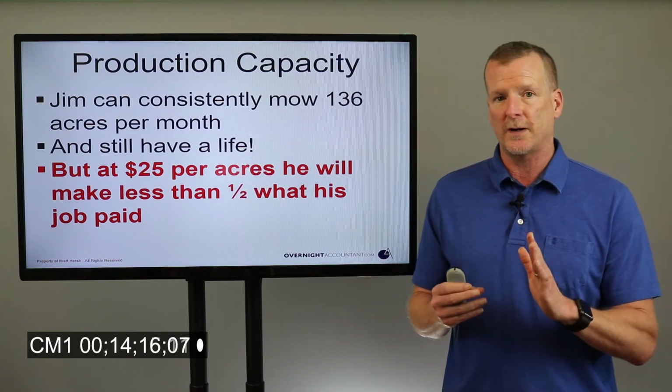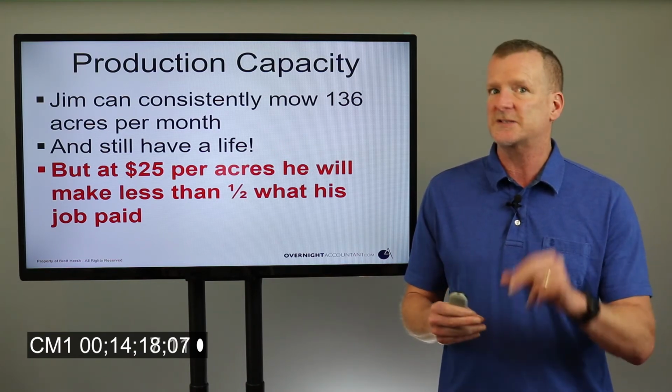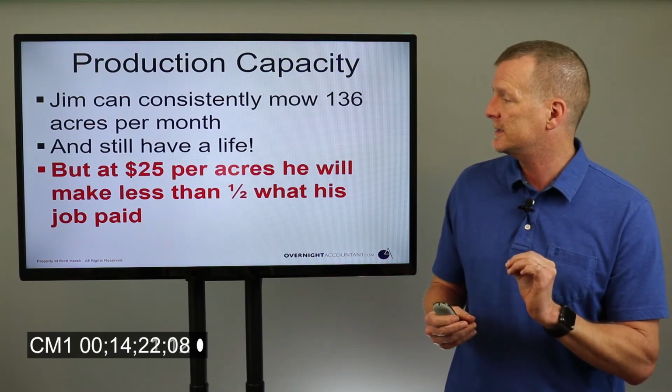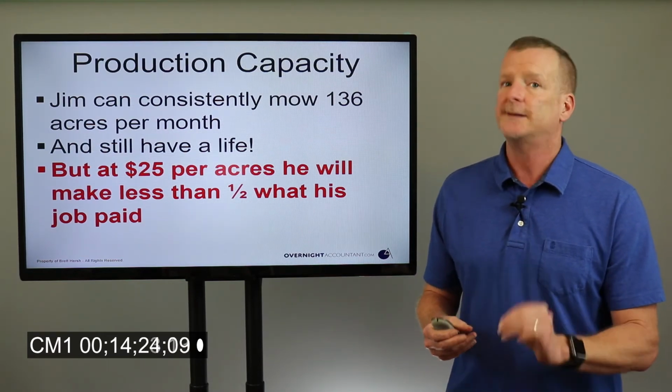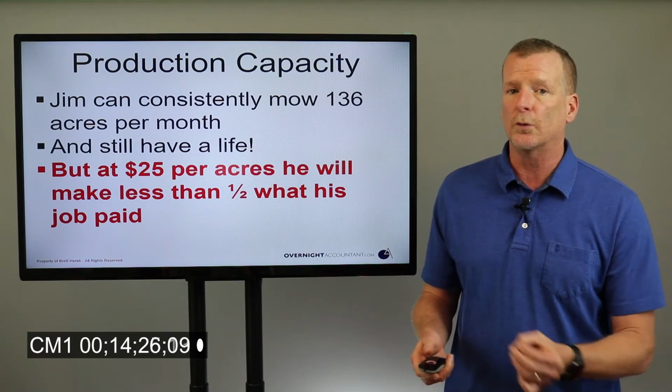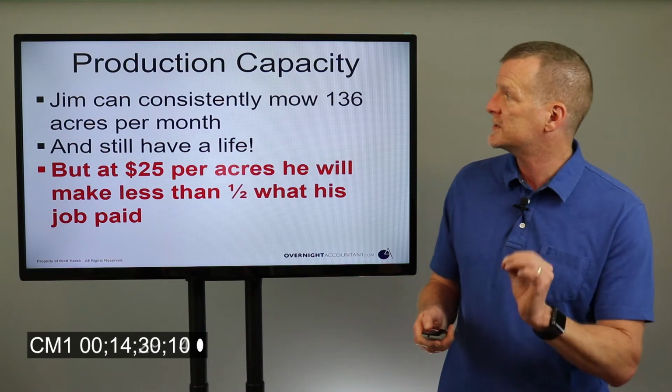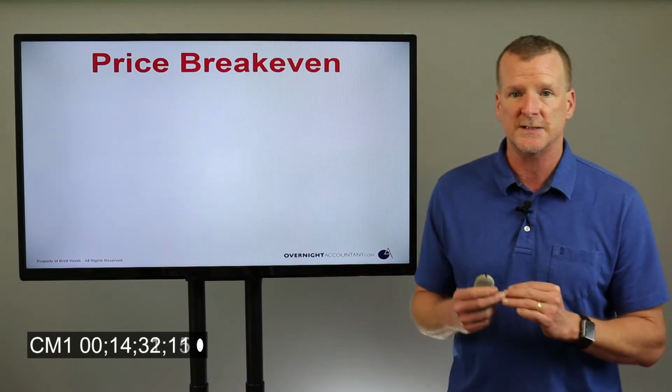So if you remember from the business of business lesson number 1, we kind of discussed this. By undercutting his competition, he's going to have to work a lot more hours, or he's going to take a pay cut. So that's the reality he's facing. He can reasonably mow 136 acres.